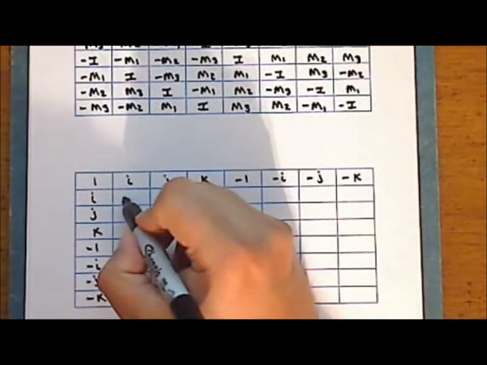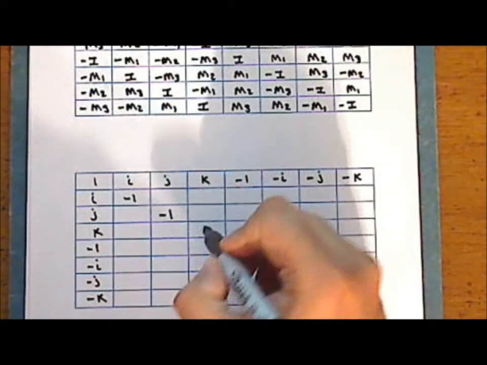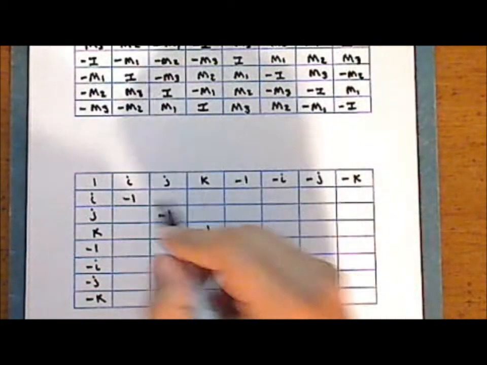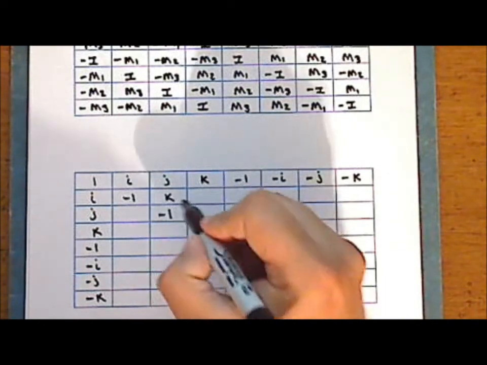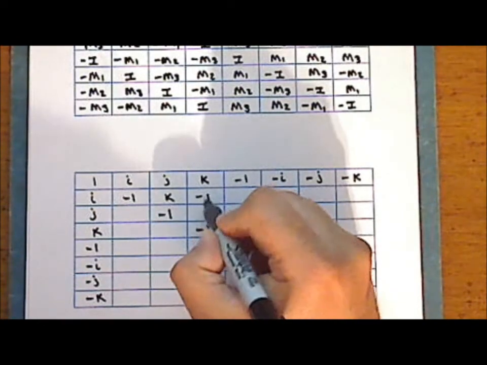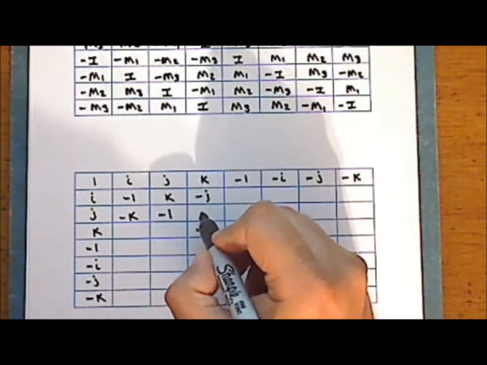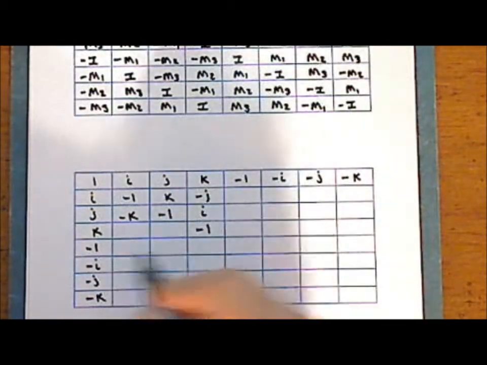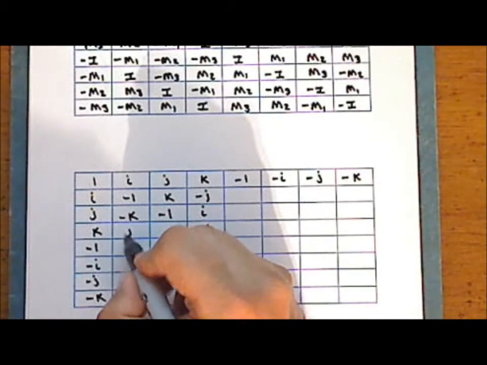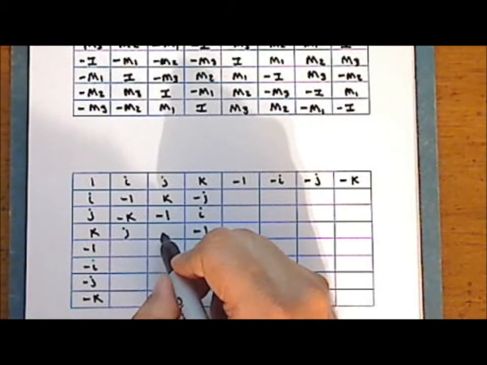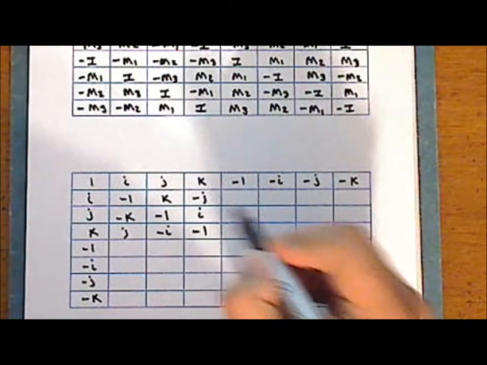i squared is negative 1, j squared is negative 1, k squared is negative 1. i times j is k. i times k is negative j. j times i is negative k. j times k is i. k times i is j. And k times j is negative i.